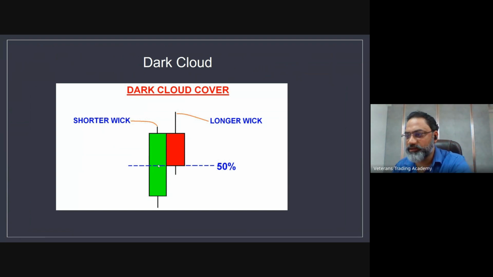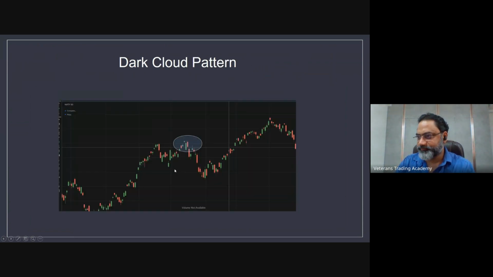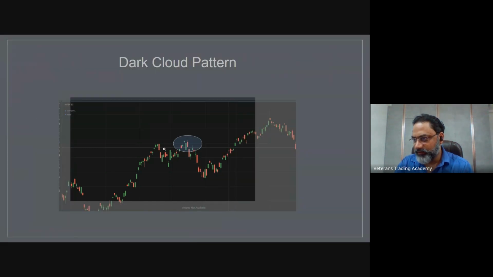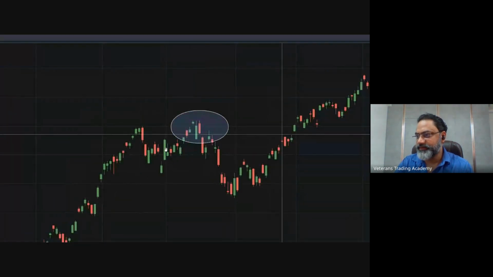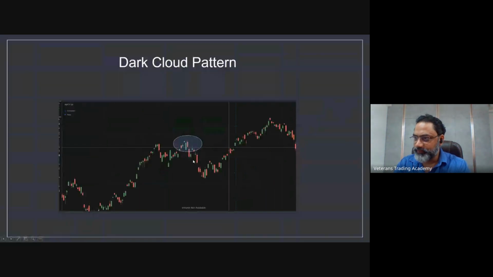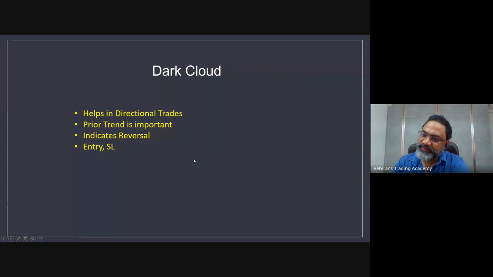Just opposite of this is the dark cloud pattern, in which there is an uptrend and then the market opens higher but closes down and covers almost 50% of the previous day's candle. So this I have taken again from a chart of Nifty only, a dark cloud pattern in which the market was in an uptrend, it went up, and thereafter a candle was formed in which it covered more than 50% of the previous day's gains, and thereafter there was a substantial down move. So this is the dark cloud pattern. It remains the same. Directional trade, prior trend is important, indicates reversal, entry either at 3:20 or next day beginning, and stop loss is the higher end of the candle.